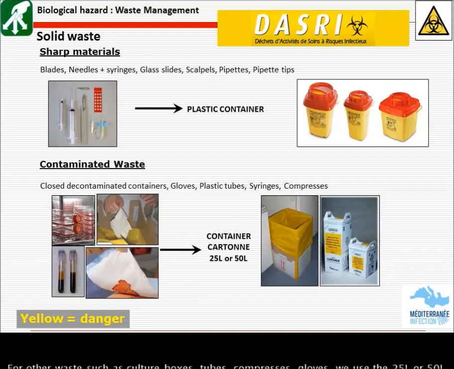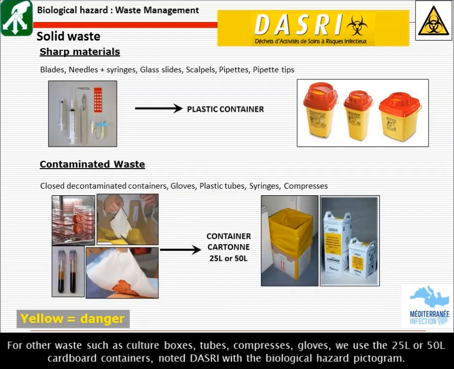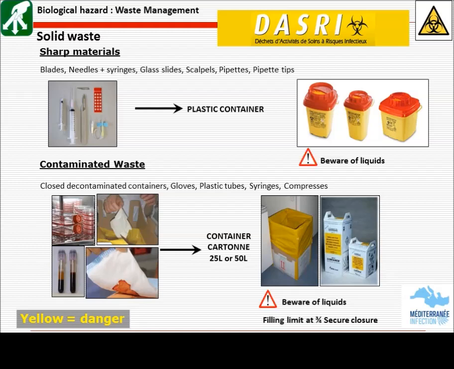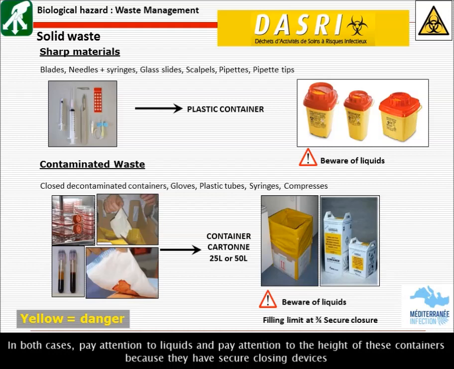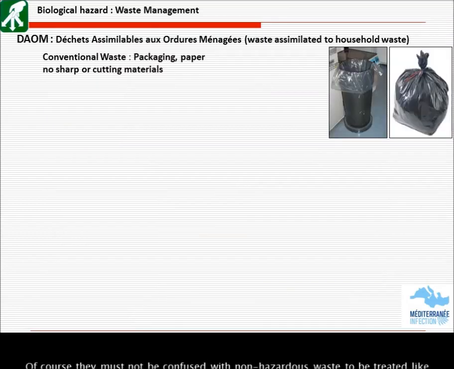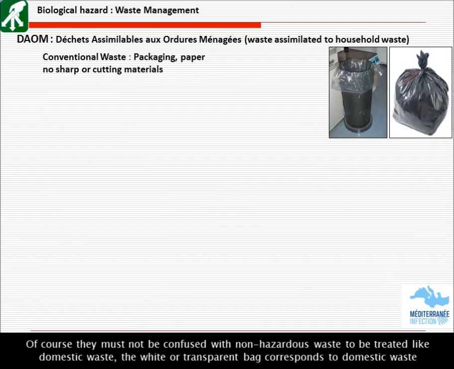For other waste such as culture boxes, tubes, compresses, gloves, we use the 25 or 50 liters cardboard containers, noted DASRI with the biological hazard pictogram. In both cases, pay attention to liquids and pay attention to the height of these containers because they have secure closing devices. Of course, they must not be confused with non-hazardous waste to be treated like domestic waste.